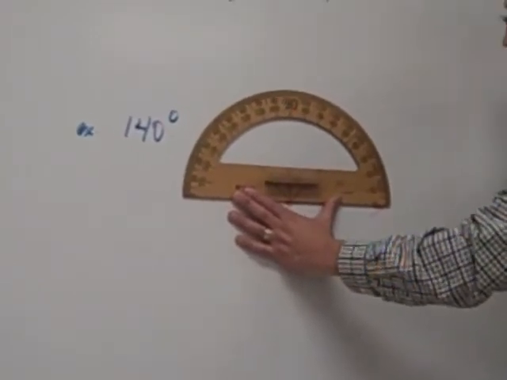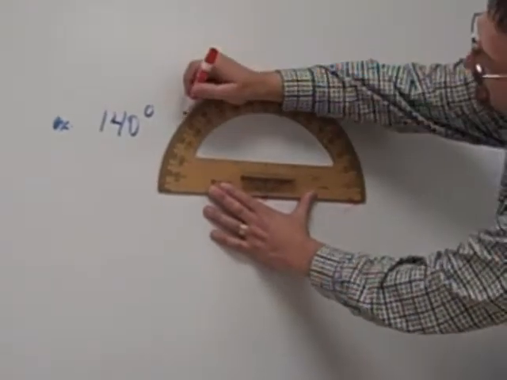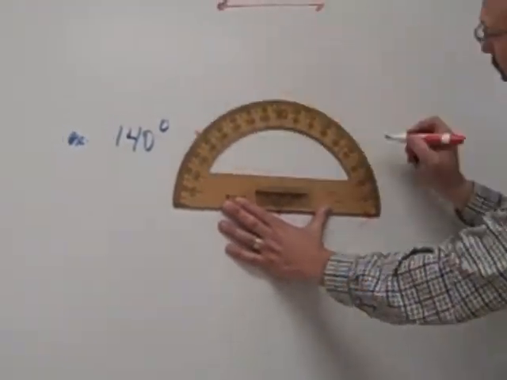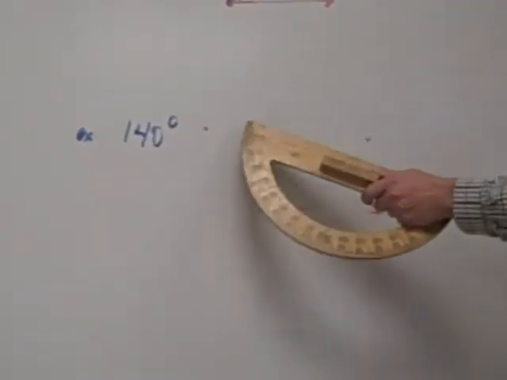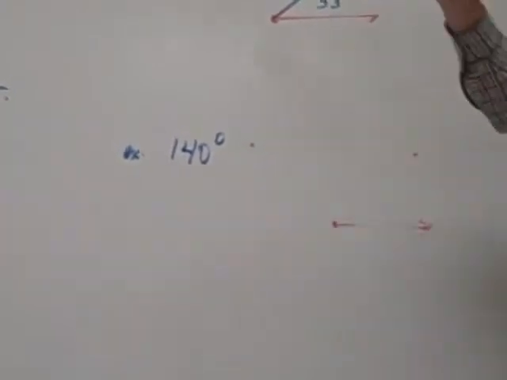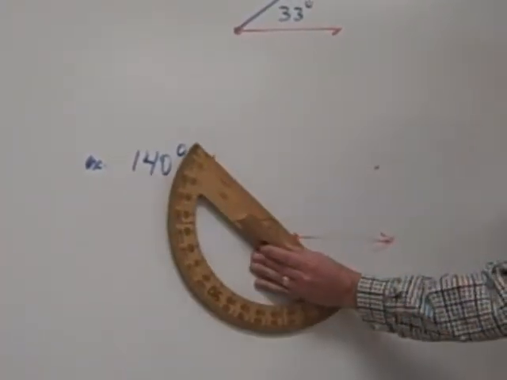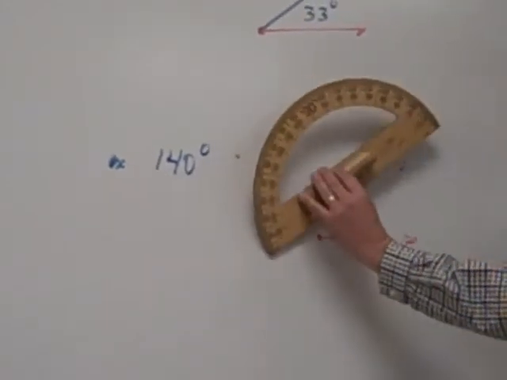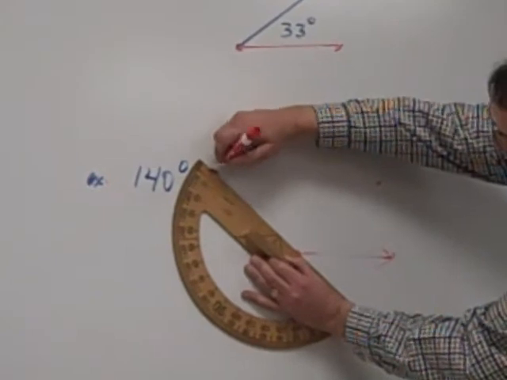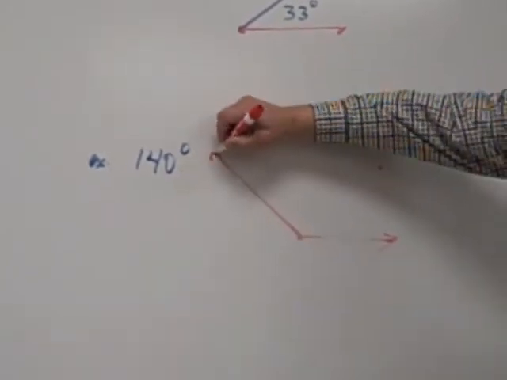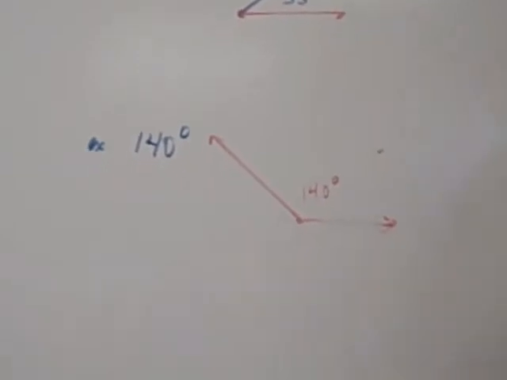What's the desired mark? 140. Ooh, I see 140 over here. I see 140 over here. Two of them. Notice there's two of them. Now, which of those marks will give me what we decided in step one? This one? Or this one? How about the one that makes it wide open? Put an arrow, write 140 in there.